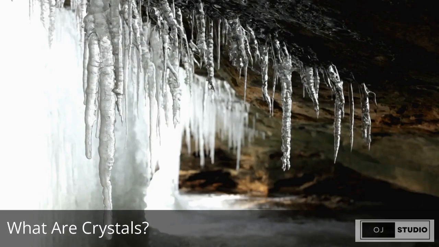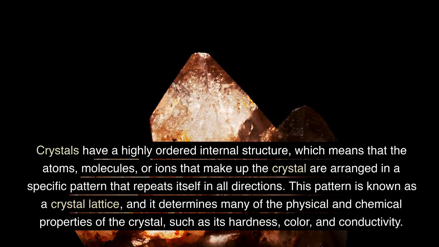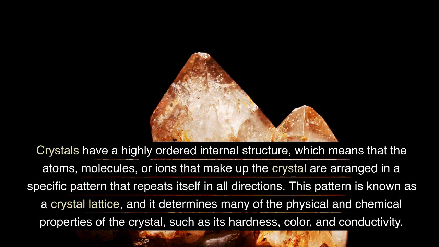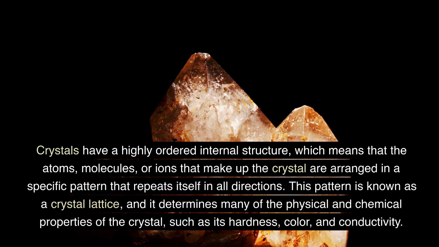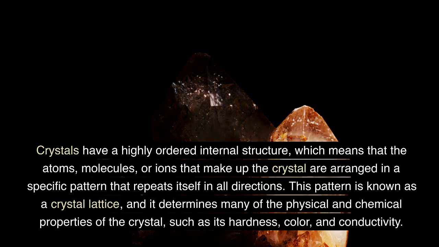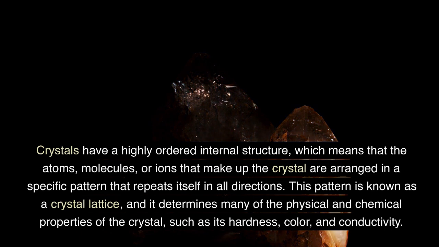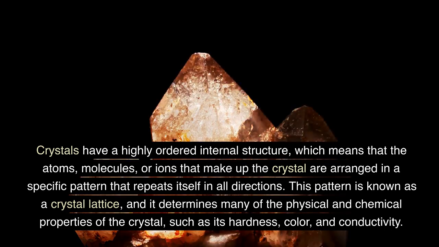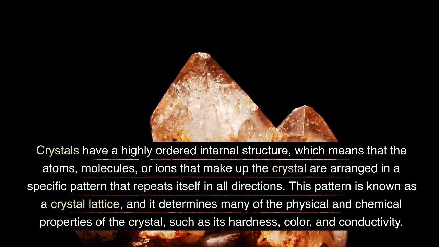What are crystals? Crystals have a highly ordered internal structure, which means that the atoms, molecules, or ions that make up the crystal are arranged in a specific pattern that repeats itself in all directions. This pattern is known as a crystal lattice, and it determines many of the physical and chemical properties of the crystal, such as its hardness, color, and conductivity.